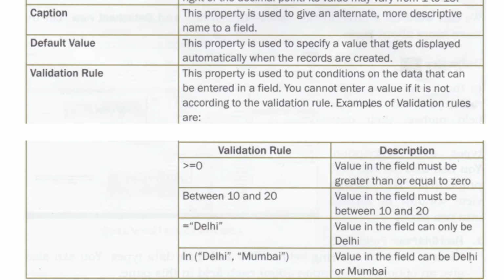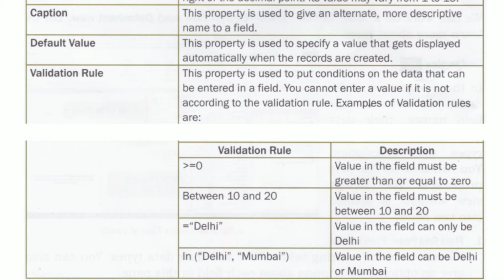The next property is default value. The default value property is displayed automatically for the field while adding a new record to the table. It is used to specify a value that gets displayed automatically when records are created.